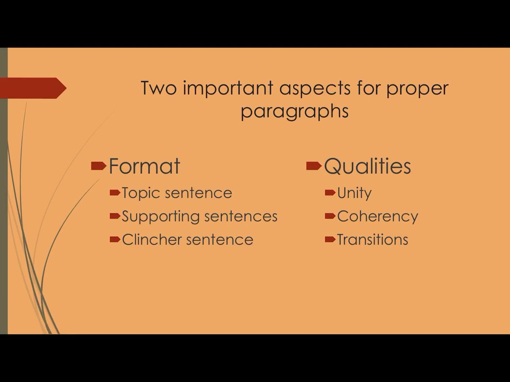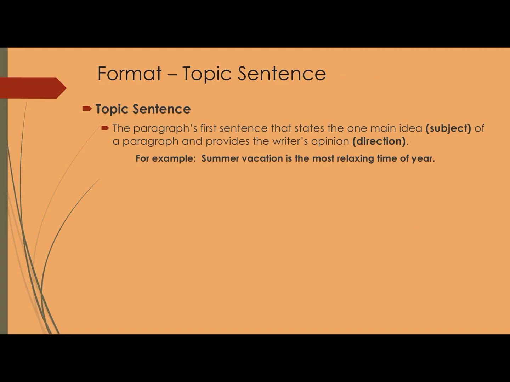What you may not be familiar with are the qualities of a proper paragraph. Those include unity, coherency, and transition. So we're going to take some time to review all 6 of these ideas. First, the topic sentence. A paragraph's first sentence states the one main idea of the paragraph. We will refer to that as the subject of the paragraph, and it provides the writer's opinion.